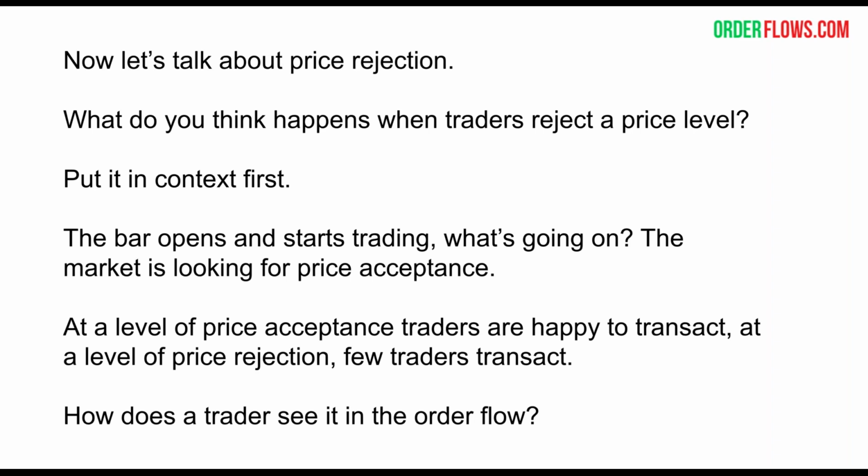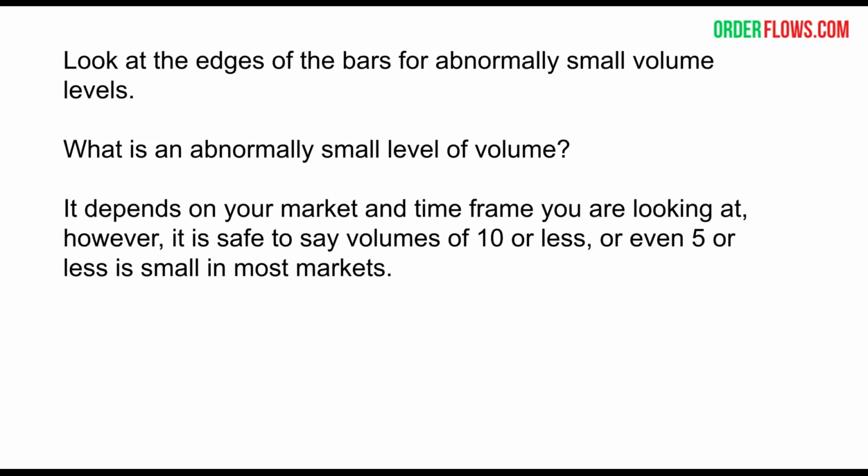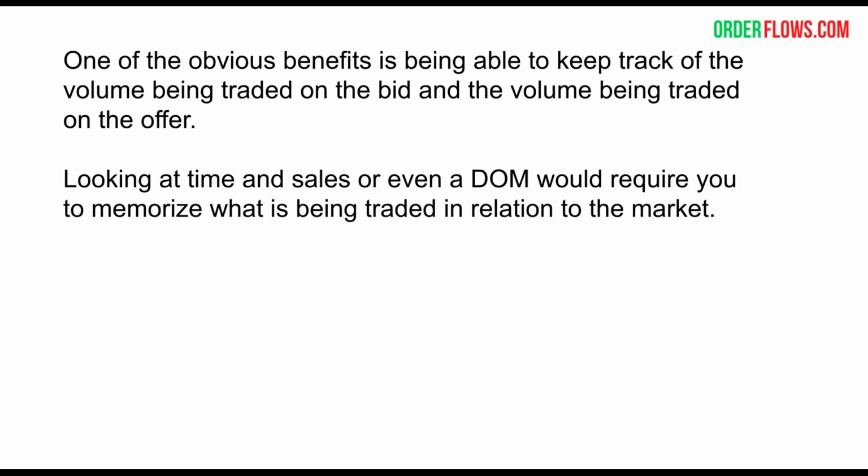So how does a trader see it in the order flow? Well, you look at the edges of the bar for abnormally small volume. Now again, what is abnormally small volume? It depends on the market and time frame you're looking at. It's safe to say volumes of 10 or less is small, or even in less liquid markets, like say the NASDAQ, volumes of 5 or less is going to be small. Again, it's going to depend on your market.